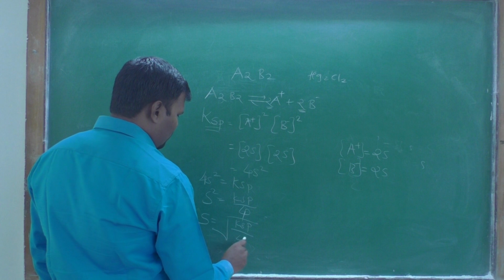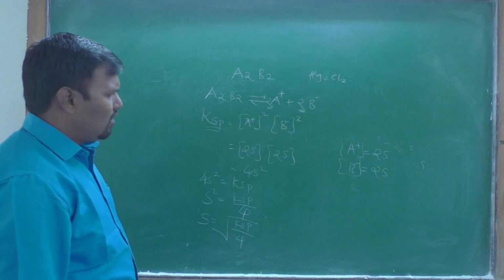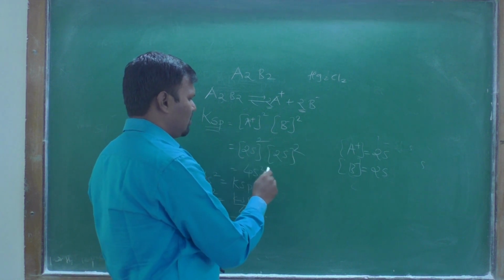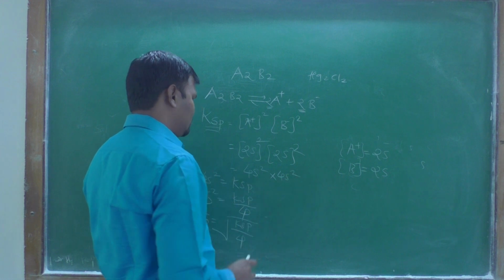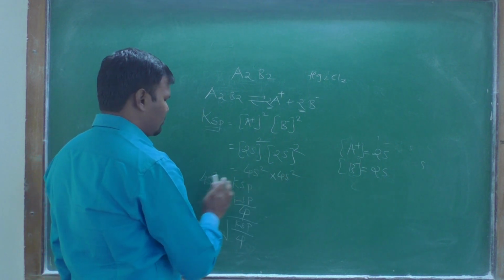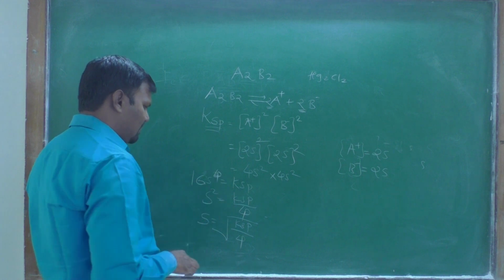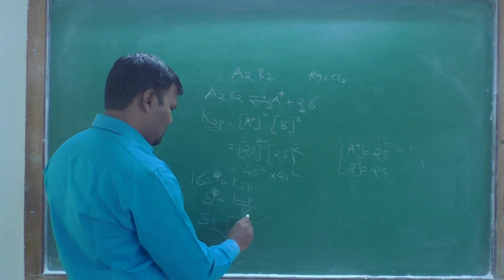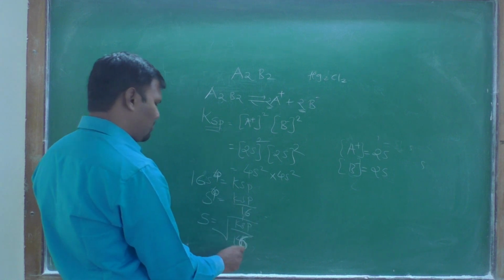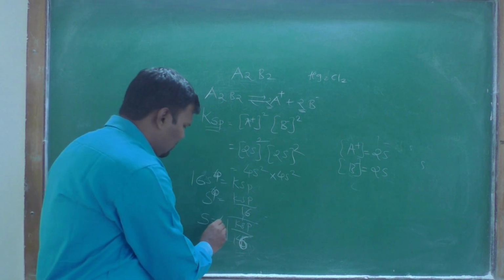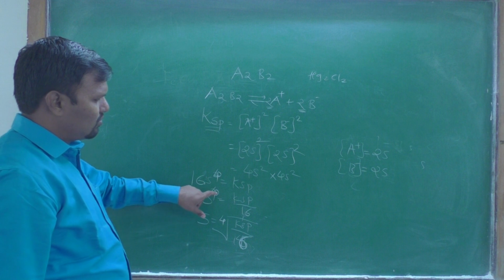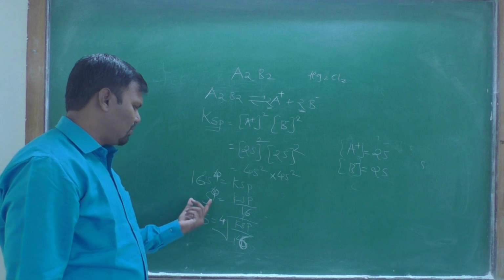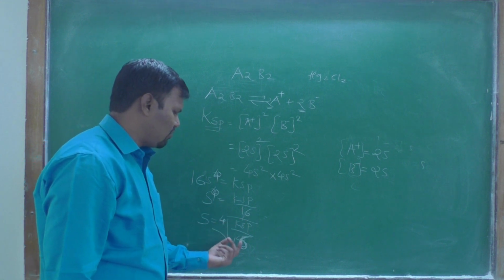Okay, this is also a square, therefore it is 4s square. You can check this: 4s square into 4 into 4 gives 16, raised to 4. Therefore s raised to 4 is KSP upon 16, and if you convert it to s, s is the fourth root of KSP upon 16.